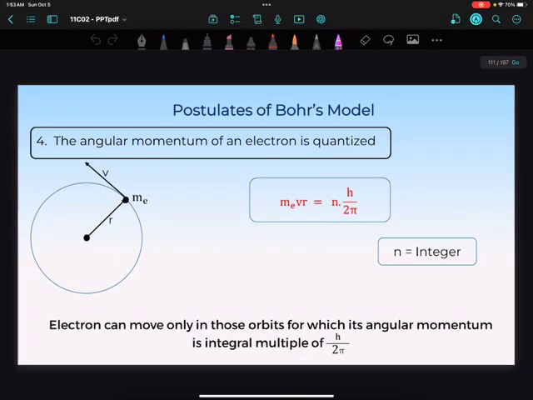Fourth, he said that the angular momentum of the electron is quantized, that is, the angular momentum is the tangential, perpendicular component against the momentum of the electron. So it will be equal to mass into velocity into radius equals nh by 2 pi.